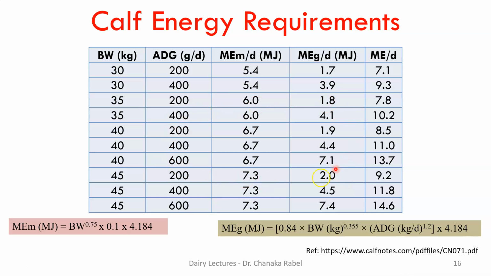So these are just some set values, but depending on the farm, depending on the age, depending on the weight, depending on the gain, using these two formulas, you will have to calculate at your farm to get these values, right?